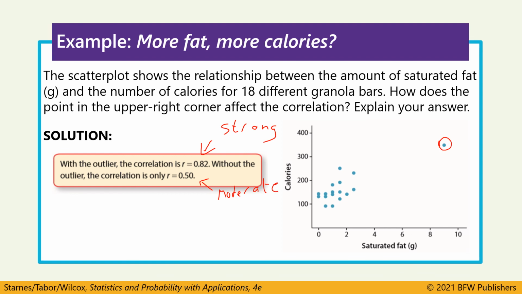All right, so that single point increased that correlation quite a bit, mainly because it's so far away horizontally, it has what's called leverage. Okay, so the farther we move on the x-axis away from the main bulk of points, the more influence a single point can have on a correlation.